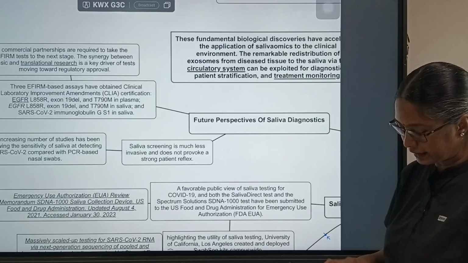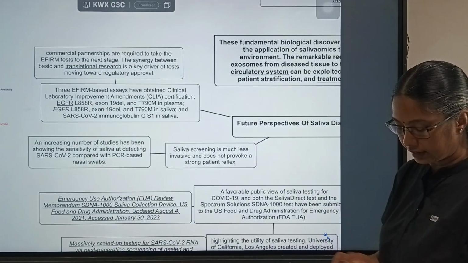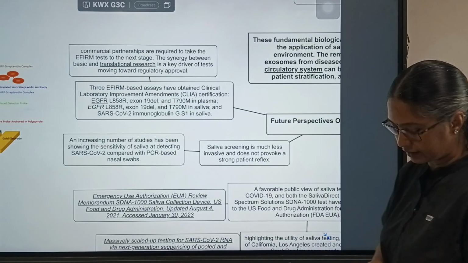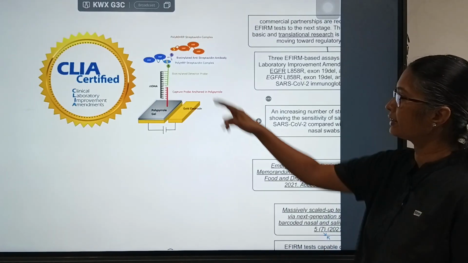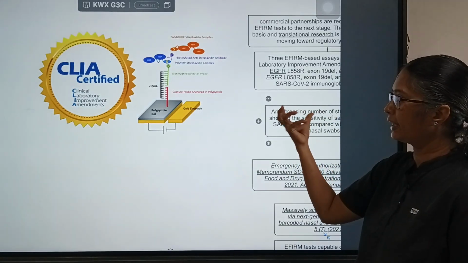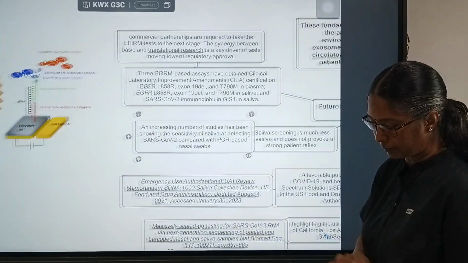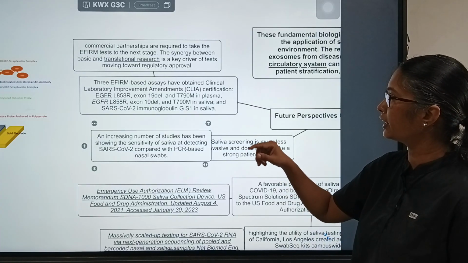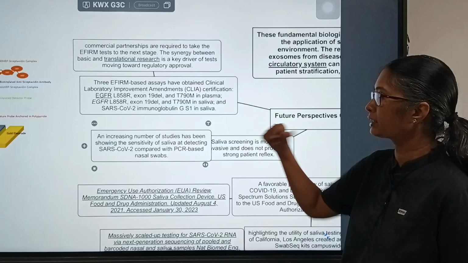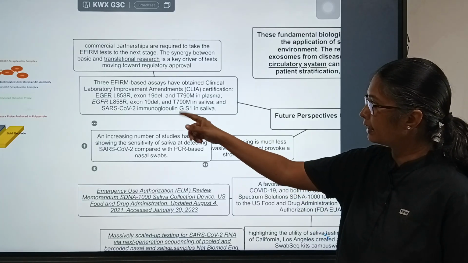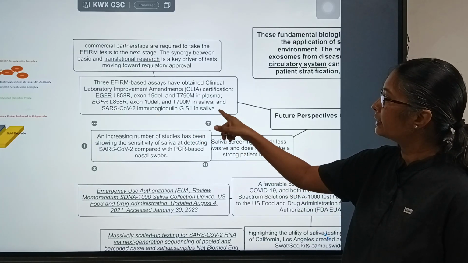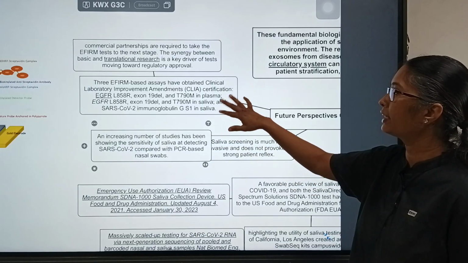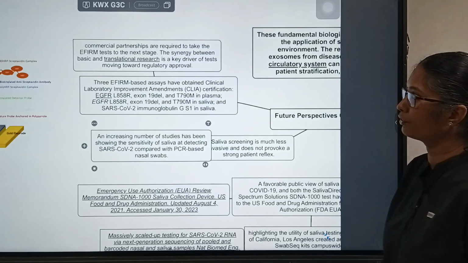And what are the future perspectives of salivary diagnostics? The 3 EFIRM-based assays have obtained the Clinical Laboratory Improvement Amendments certification. So with the clinical improvement amendment, they get a certificate for finding a diagnostic solution for a particular disease. And these are the EGFR exon detection, T790M in plasma, as I said, EGFR exon T790M in saliva, and SARS-CoV-2 immunoglobulin G in saliva. These were the tests which have obtained the certification as of now.